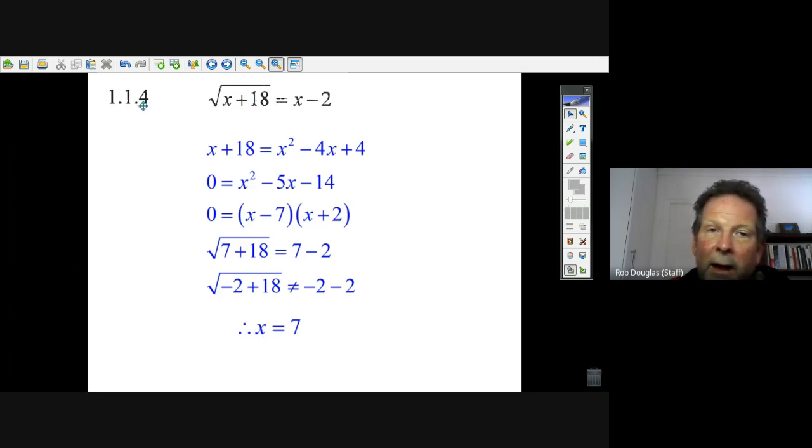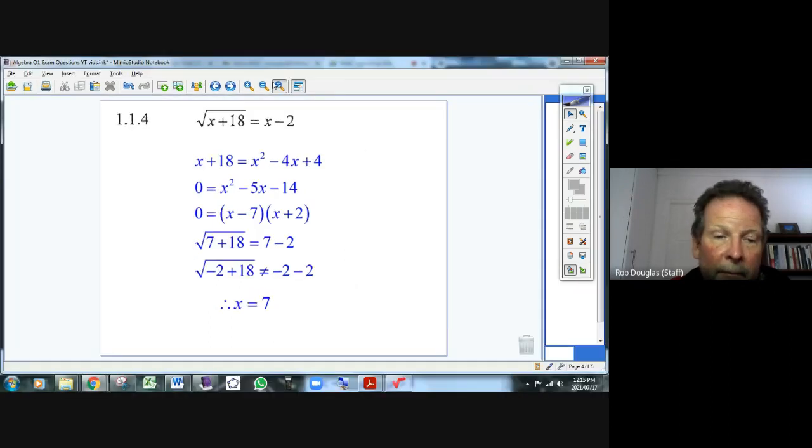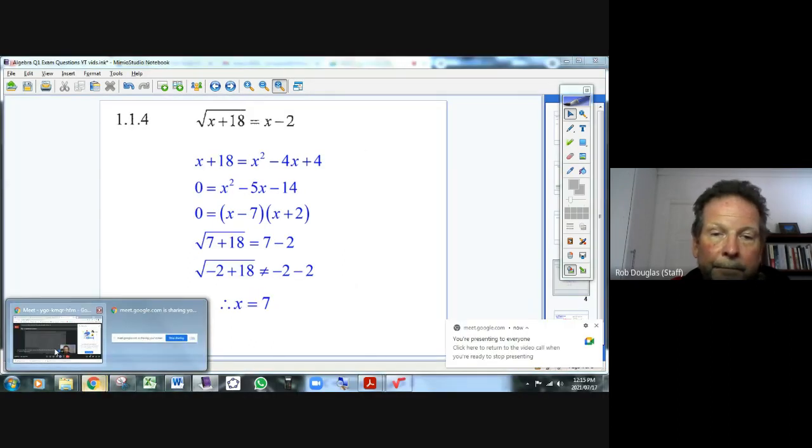Okay, so if you just follow those steps: isolate the surd. Ooh, this one was already isolated. Square both sides. Standard form. Factor, get your two solutions, 7 and minus 2, and check them to find out which one works. Okay, that's the surd equation of 2020. Hope it helps. Okay.